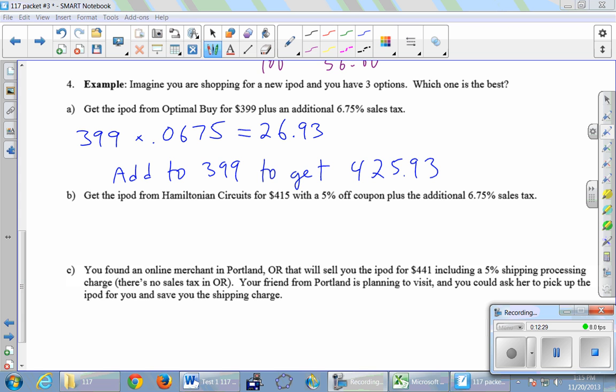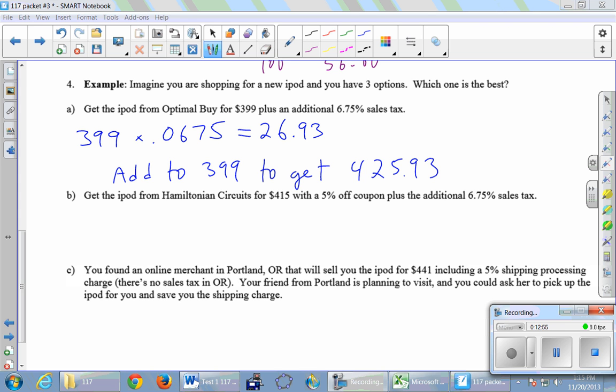Or we could buy it at 415. There's a 5% off coupon, and then you pay your sales tax. Which one do we do first? Do we take off 5% first and then add the sales tax? Or do we do the sales tax and then take off 5%? Or does it not matter which one we do first? All right, so let's do the 5% off first. Because you have a coupon, right?